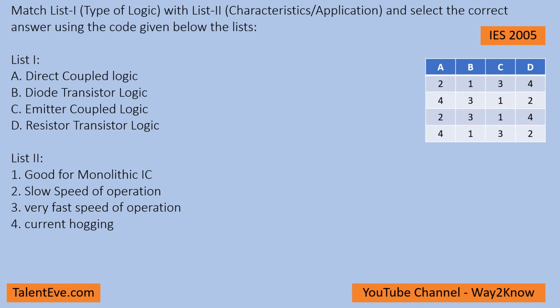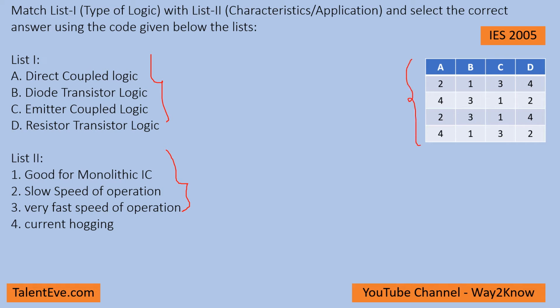Hello all, let us see how to solve this particular problem. So basically what is given is there are two lists. List 1 defines all the logic families, and list 2 defines some of the characteristics/applications. So we have to map the corresponding characteristic/application of a logic family mentioned in list 1 to list 2 and find the suitable option as mentioned here.